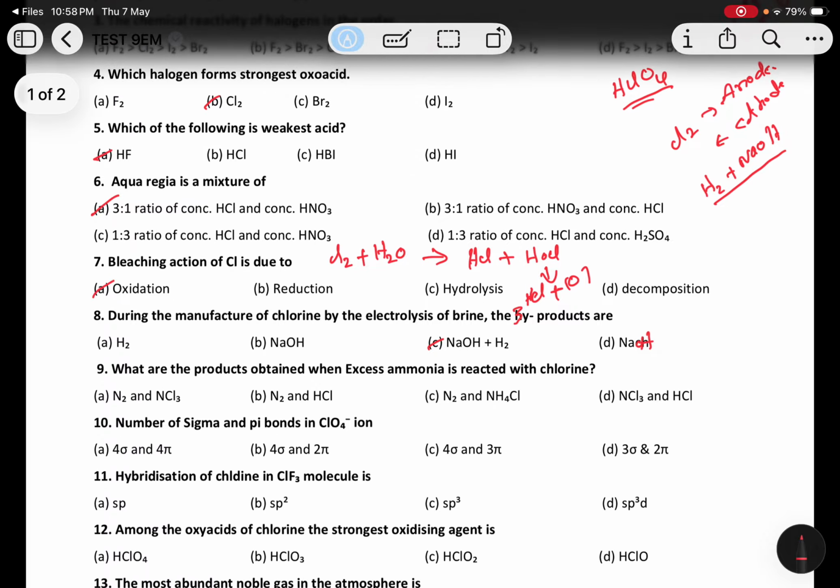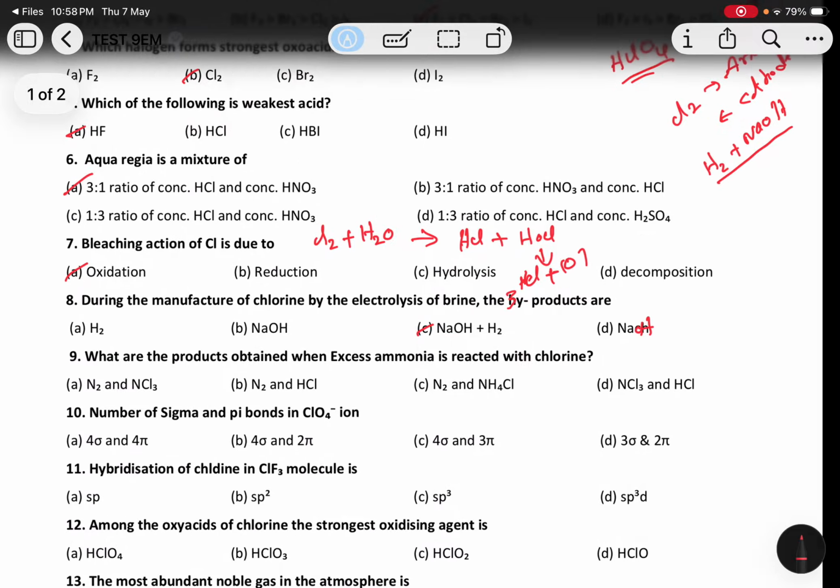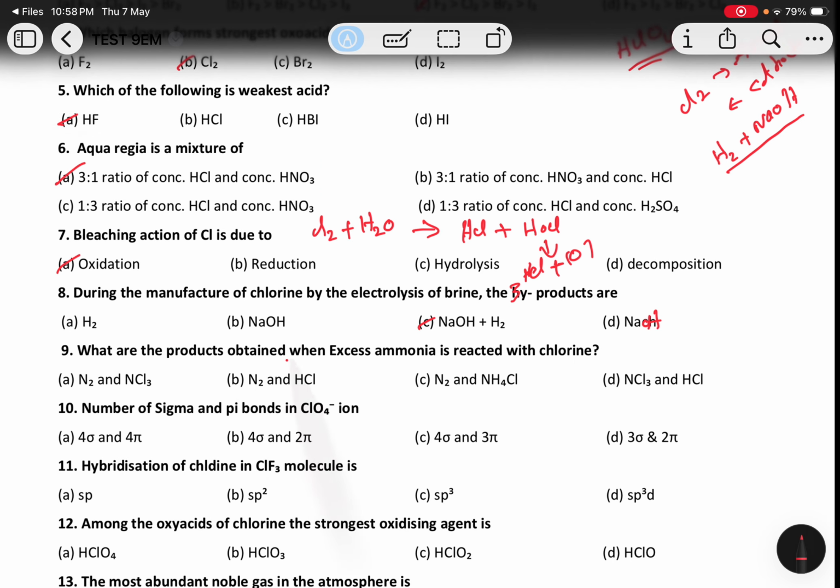Okay, next. 9th one. What are the products obtained when excess of ammonia reacts with chlorine? When excess of ammonia reacts with chlorine, it forms ammonium chloride and nitrogen. When ammonia is taken in excess, it forms ammonium chloride and nitrogen. The options given are N2 and NCl3.